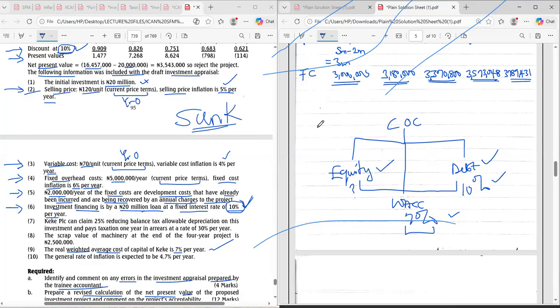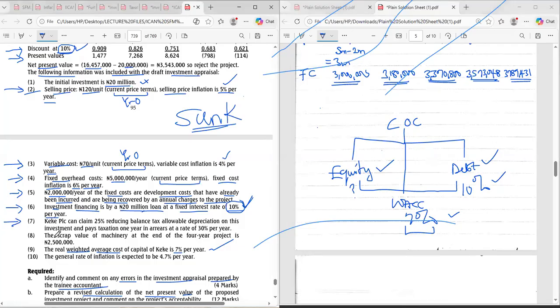All right. So what do we have? Let's go to the next one. Keke PLC can claim 25% reducing balance tax allowable depreciation. It can claim capital allowance at how many percent? 25% on reducing balance on this investment and pays taxation 1 year in arrears at the rate of 30% per year. Let's look at that particular statement and see whether there's anything wrong.